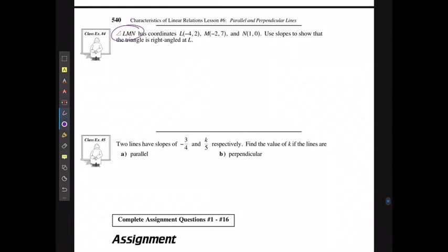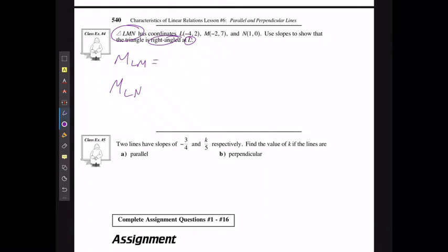If triangle LMN has coordinates at (-4, 2), (-2, 7), and (1, 0), use slopes to show that it is right-angled at the point of L. Well, if it's right-angled at L, then it means that it has to be perpendicular at L or create a 90-degree angle at L. So in this case, I need to show that the slope of L to M and the slope of L to N, because remember, it's both connecting from L, have to be perpendicular to each other.